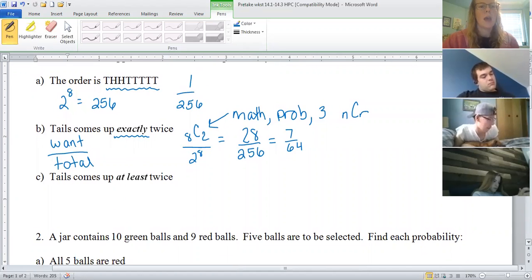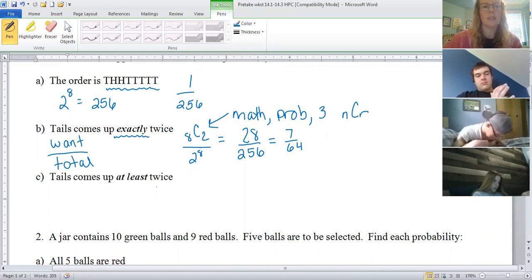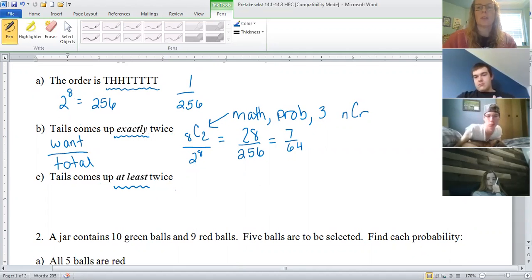Okay, and then for number 1, part C here, again, this is more vocabulary. This says at least. So we want tails to come up at least twice. That's different than exactly twice. At least twice means it could be 2 or 3 or 4 or 5 or 6 or 7 or 8. So we've got 6 different options basically for what could happen.